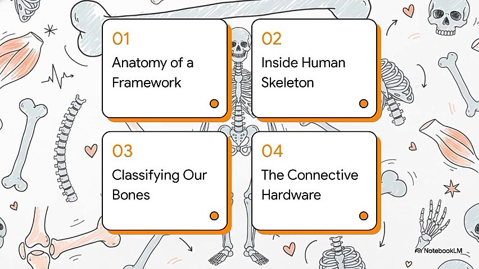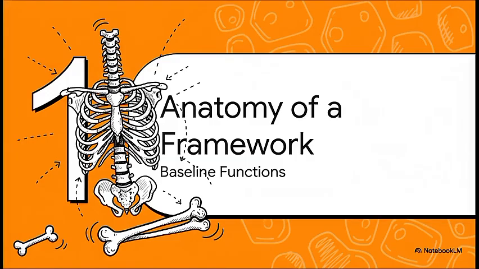1. Anatomy of a framework. 2. Inside the human skeleton. 3. Classifying our bones. And 4. The connective hardware. Let's dive right in. Starting off with Section 1, Anatomy of a Framework.